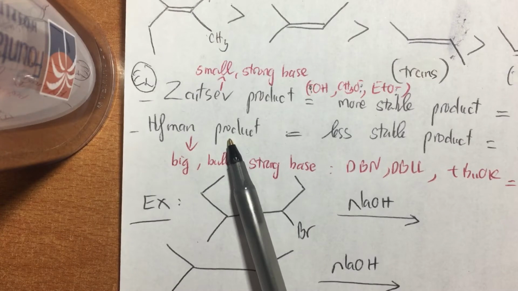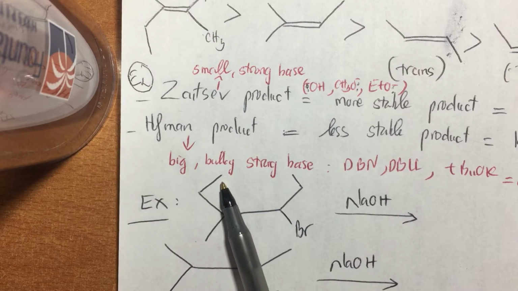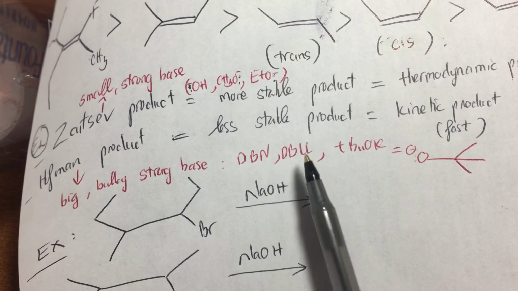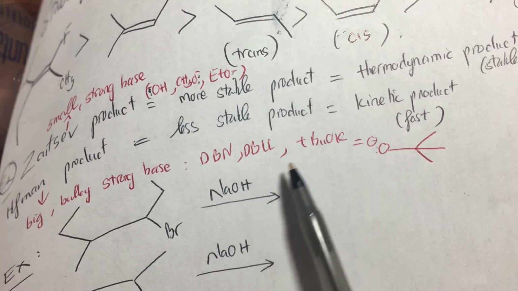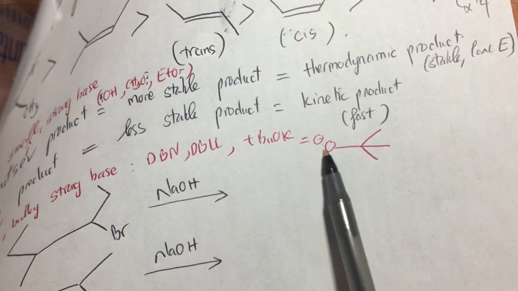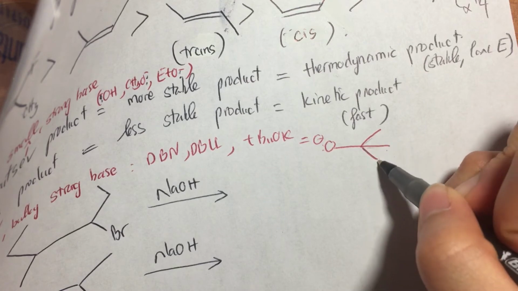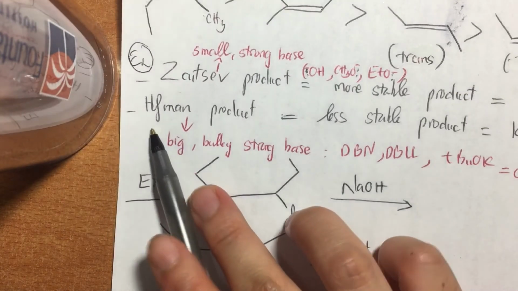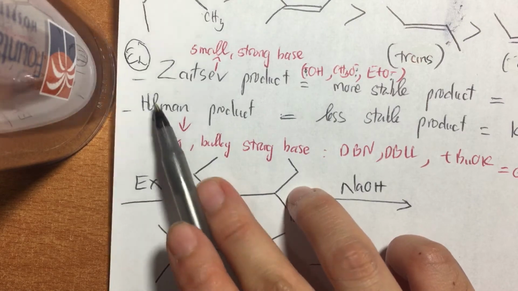So when does Hofmann product form? Hofmann product forms in E2 reaction when there's a big, bulky, and strong base. The examples can be DBN, DBU, or t-BuOK, potassium tert-butoxide, right? So why is it bulky? We have really branched groups here, really steric hydrogens. So it always forms the less stable product, but a faster, less substituted Hofmann product.